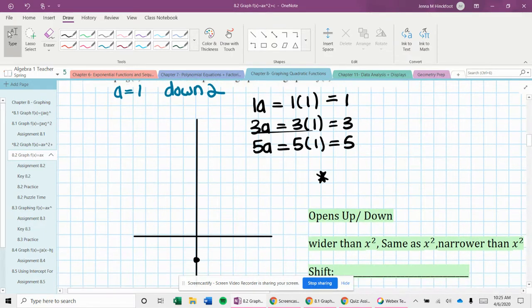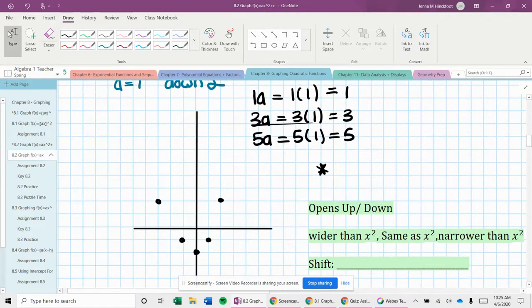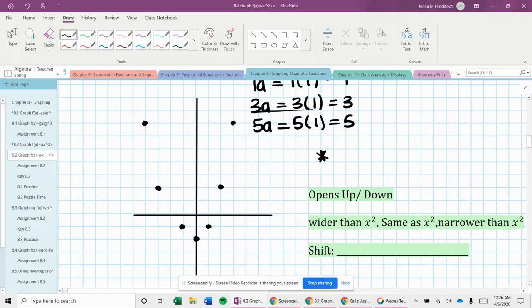And remember, you always go over 1. So from that point we made of negative 2, we're going to start with going up 1 over 1. What you do to one side, you do to the other. Then up 3 over 1. What you do to one side, you do to the other. And then you can go up 5 because you have room. Over 1. What you do to one side, you do to the other. So you're going to connect these to form your parabola.